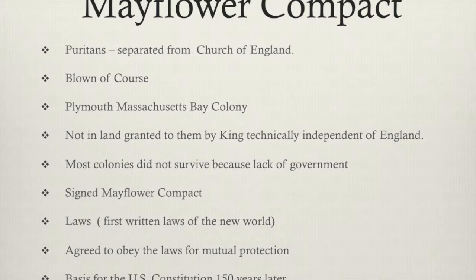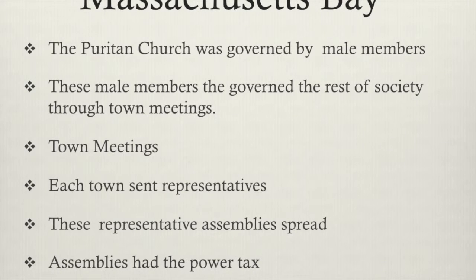And it is the first sort of written laws of the New World, and it outlines what the colonists are going to do once they get there. It aligns everyone for mutual protection to make sure that they can get along and work together in this new world. When we create the Constitution 150 years later, they're going to look at the Mayflower Compact and what it did. So Massachusetts Bay is another early colony that has this taste of freedom and self-government.